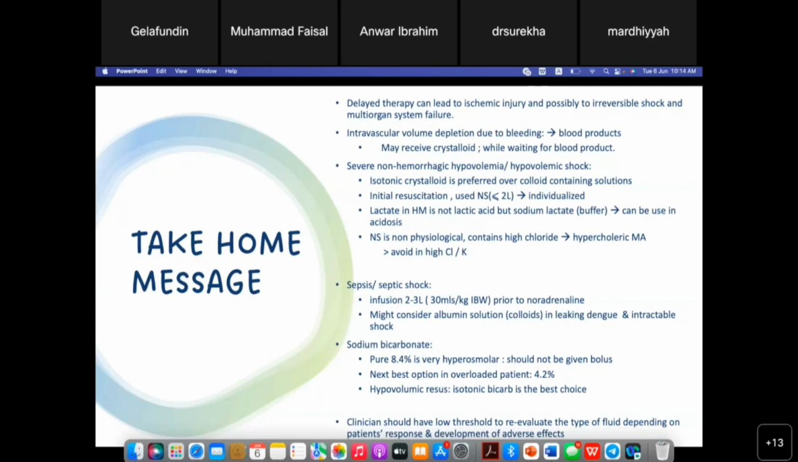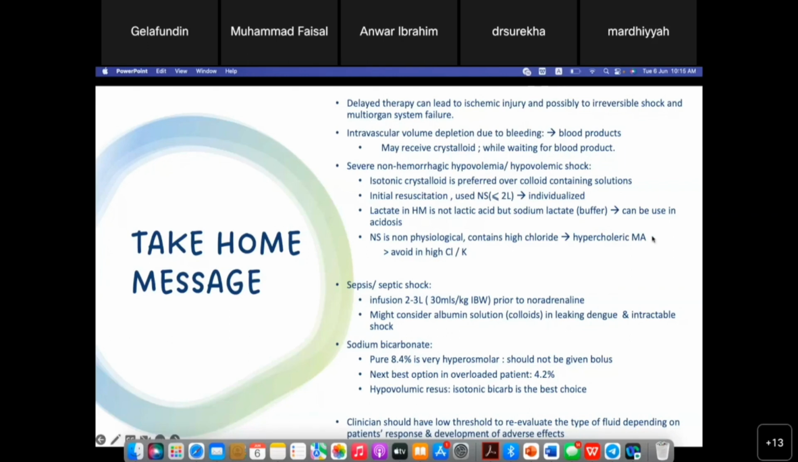Okay, in sepsis or septic shock, of course we know we follow the sepsis bundle, so we can infuse about 30 ml per kilo of crystalloid prior to starting NORAD. And then can consider albumin solution, for example in leaking dengue or in intractable shock. Okay, and then for sodium bicarb, the 8.5% that we use is actually very hyperosmolar, so it's not recommended to be given as a bolus. So the next best option if the patient is overloaded is that you can give 4.2%. Okay, and then for patients who are under volume, you can resuscitate with isotonic bicarb.